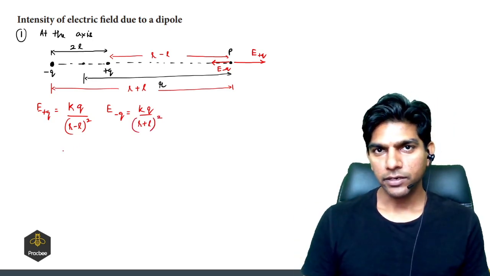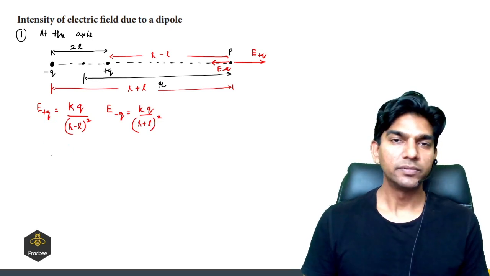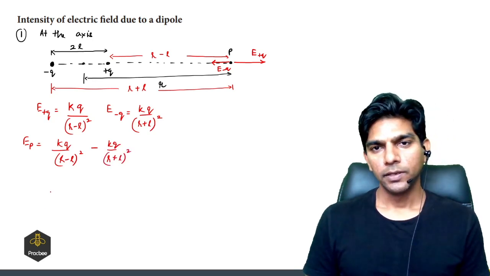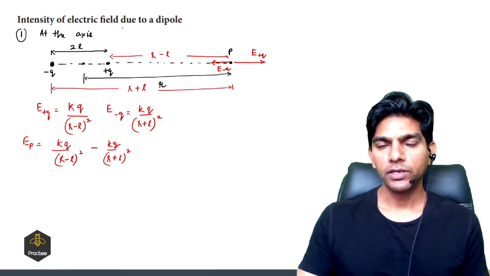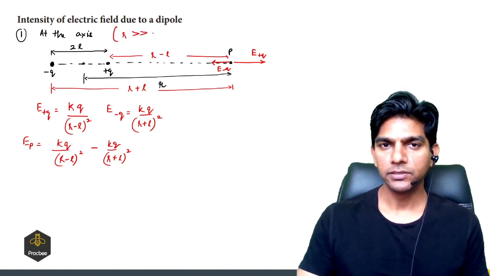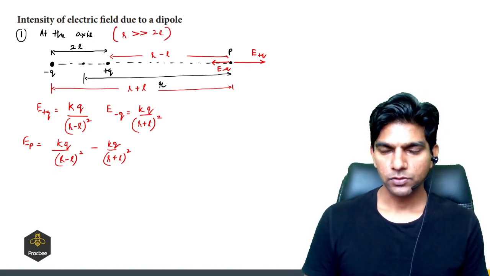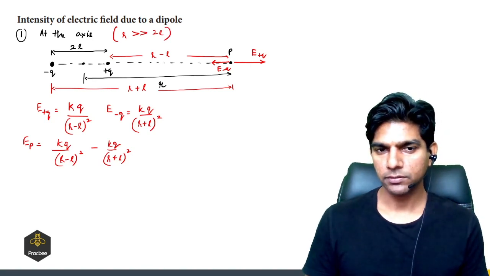Now what is the vector addition of these two vectors? Simply subtract them. So the electric field at P will be KQ upon R minus L square minus KQ upon R plus L square. And usually we consider the case when R is very large in comparison to the length of the dipole. If R is very large, we can use some approximation in this calculation.